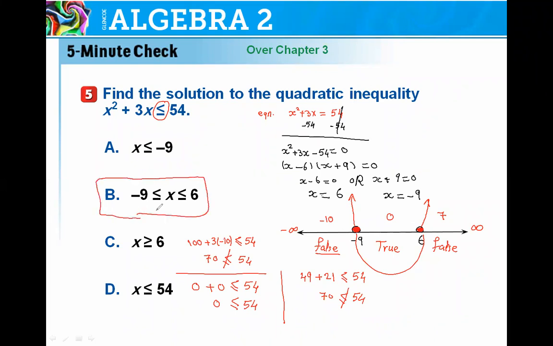Of course, it's closed. Closed means we have the "or equal" sign. And this is our answer. So our answer is true.